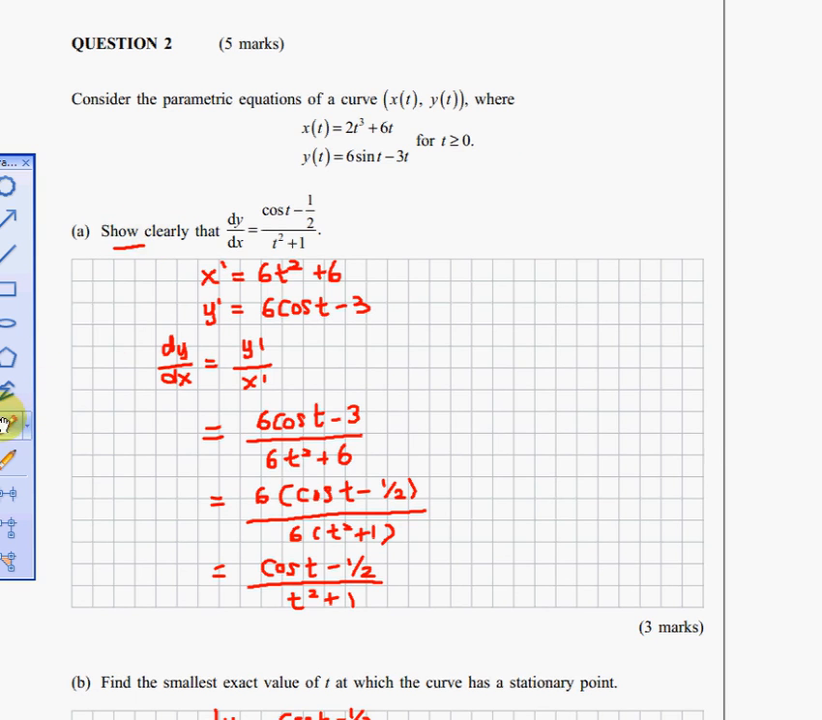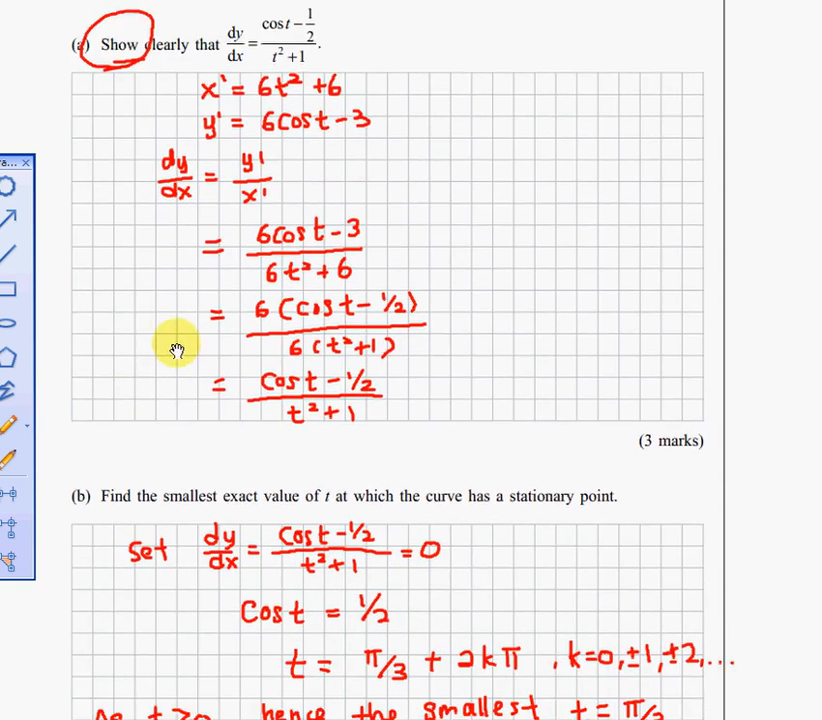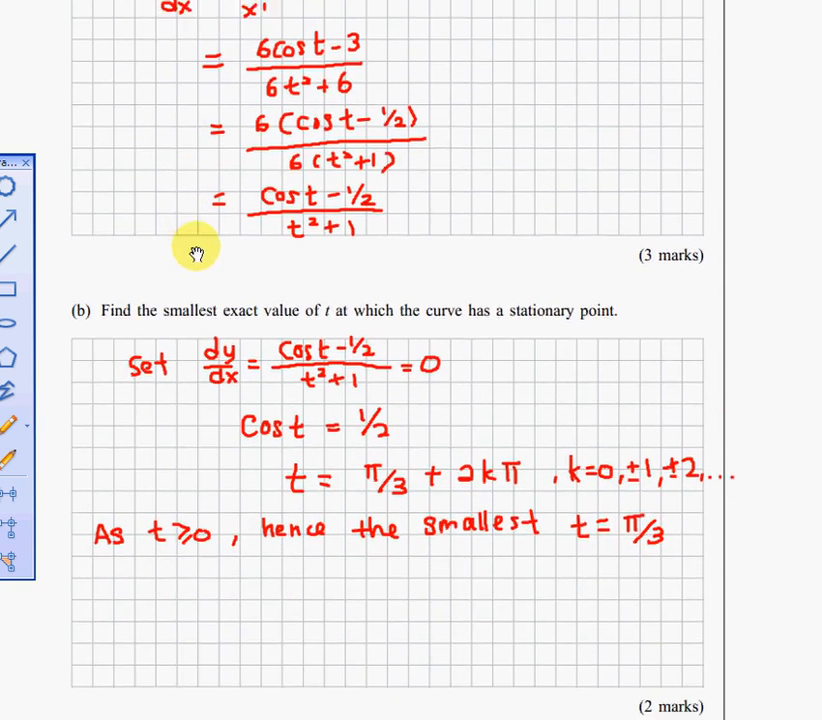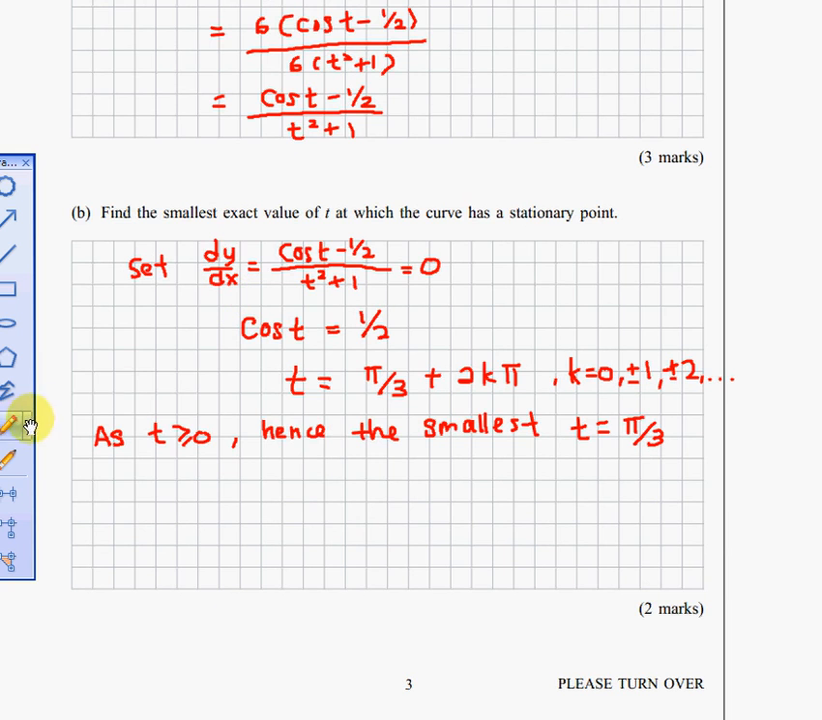Now again, the keyword here is actually to show, and that means you need to show you getting the x prime, y prime, you using the formula, substitution, factorizing the 6, and then you end up here. That's very important for you to show that. And the second part, B, okay, here.